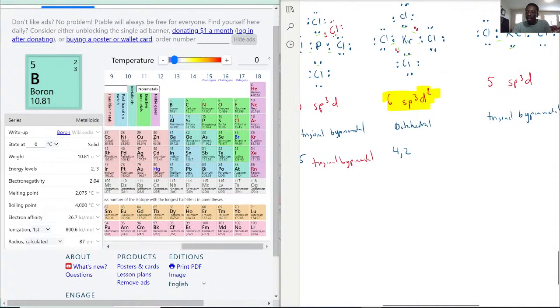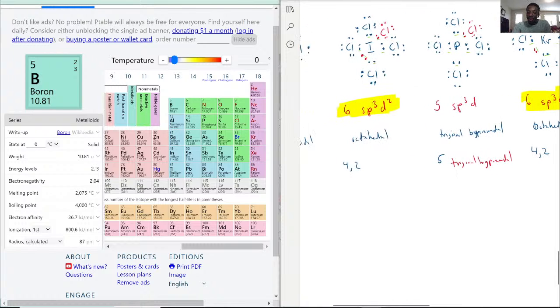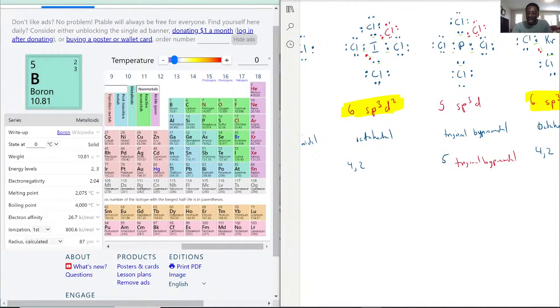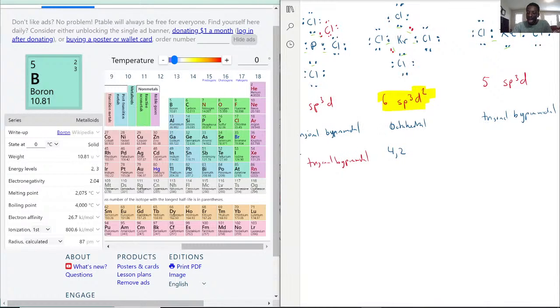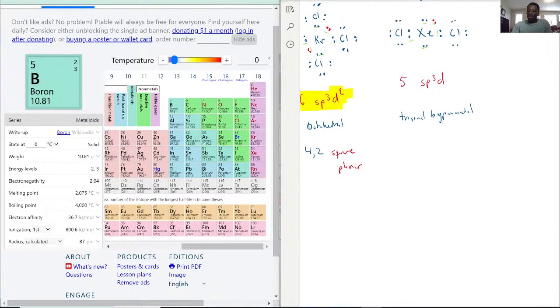Because it has 2 lone. Let me count again. This is not 4 to 2. I keep ignoring that chlorine. So it's actually 5 to 1. And this shape I don't know either, but I do know 4 to 2 is going to be square planar. That's the shape we're dealing with there. And for this one, it has 3 lone pairs, so it's going to be 2 to 3.